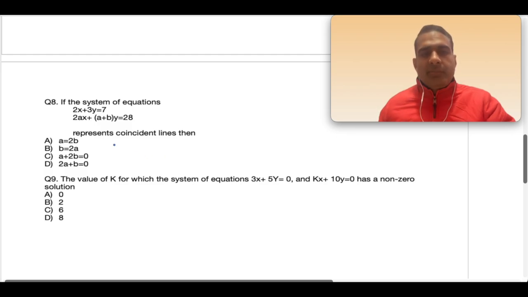So for infinitely many solutions, we know the condition of the coefficients of x, y and the constant term. It is a1 by a2 is equal to b1 by b2 is equal to c1 by c2. All the ratios should be equal. So if you write a1 by a2, that is the ratio of the coefficients of x, it is 2 by 2a, should be equal to b1 by b2, that is the coefficients of y, that is 3 by (a plus b), is equal to the constant term 7 by 28. If we simplify the constant terms, it is 1 by 4.